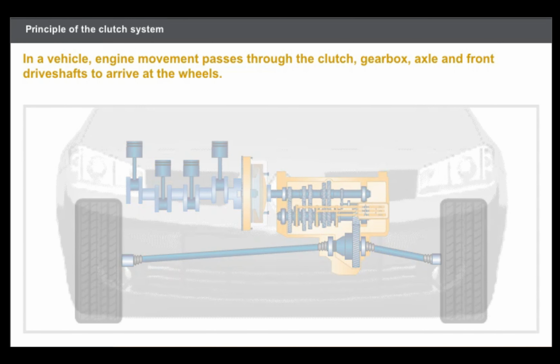In a vehicle, engine movement passes through the clutch, the gearbox, the axle, and the front drive shafts to arrive at the wheels. This lesson will cover the clutch.